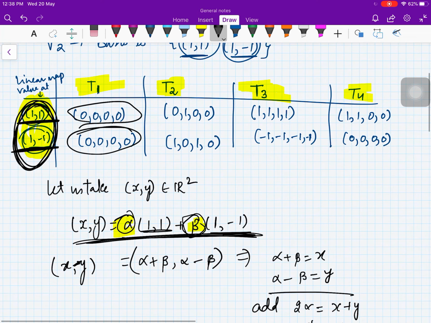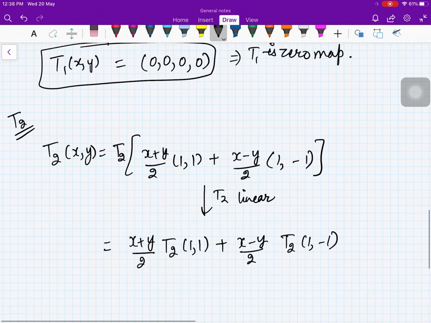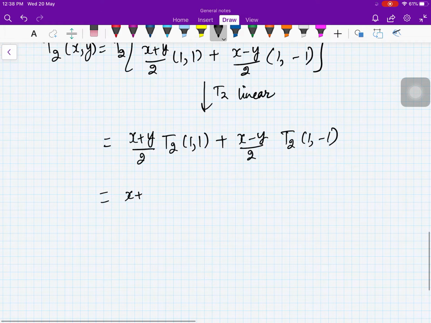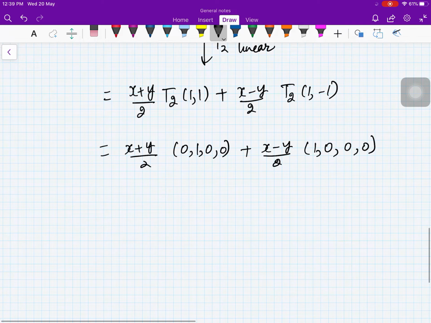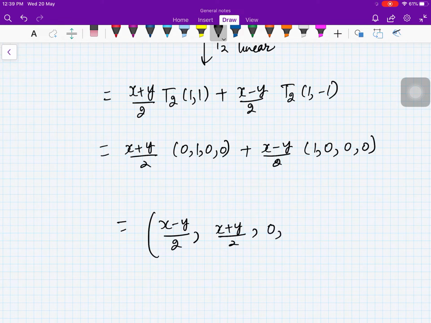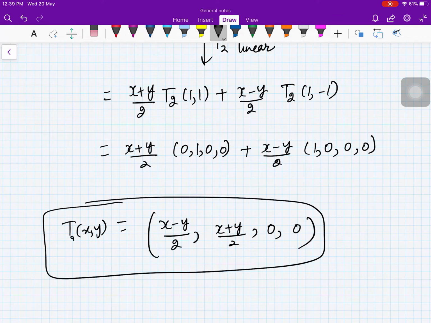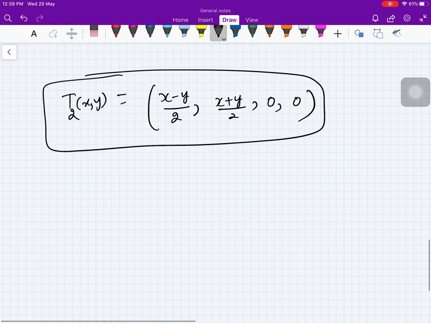Now you see T2 of (1, 1) is this and T2 of (1, −1) is this. So we'll just put these values. So you'll get (x+y)/2 times (0, 1, 0, 0) plus (x−y)/2 times (1, 0, 0, 0). So just add, you'll get x−y over 2. Then for the second element you'll get (x+y)/2. Then you have 0 and 0. So this is your T2 of (x, y). So this is your second linear map.